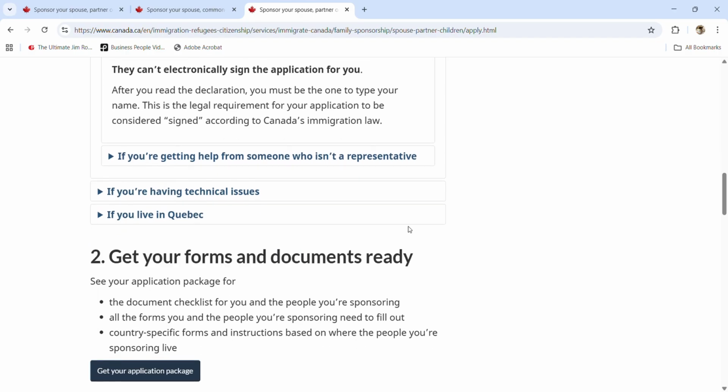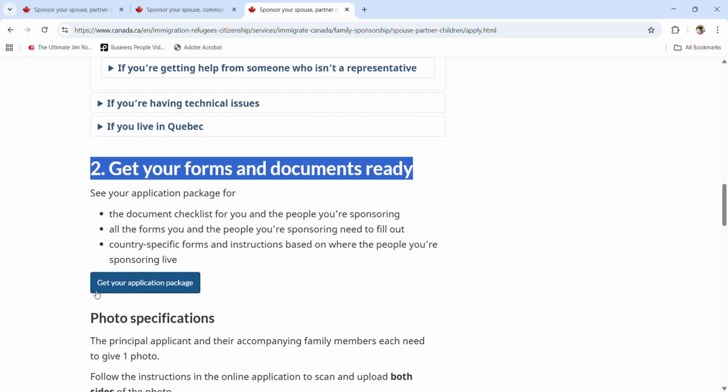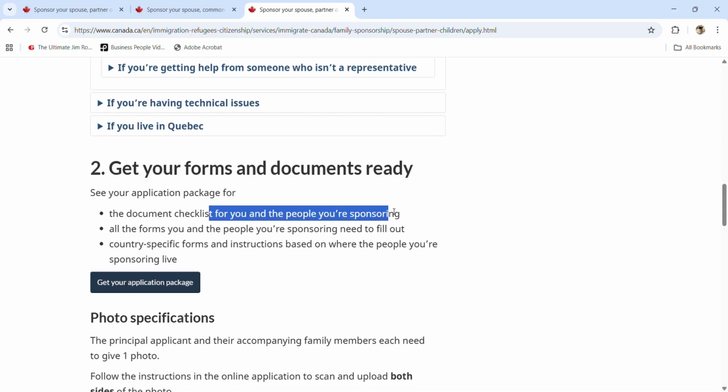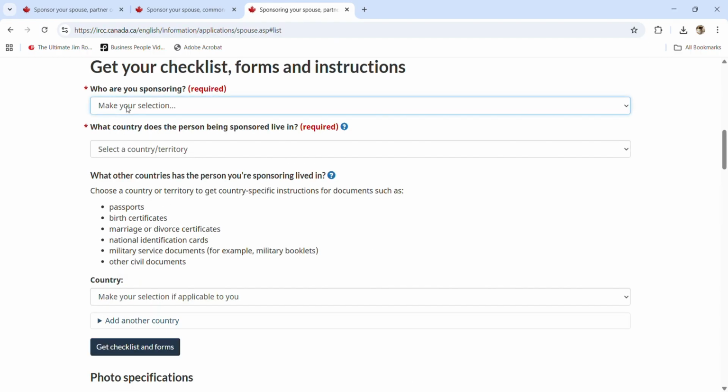Okay, and then the second step is to get your forms and documents ready, and in here you can see the checklist for you and the people you are sponsoring. You click in here. Now you must select who you are sponsoring. You must select your spouse, and dependent children if this applies. And what country the person being sponsored lives in now. So it should be in Canada in order to be processed as an inland spousal sponsorship application.